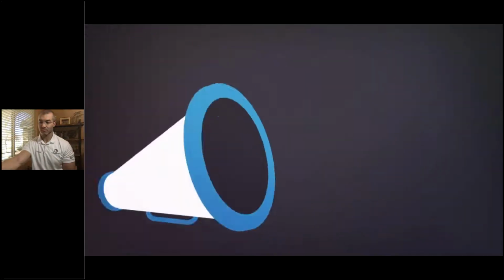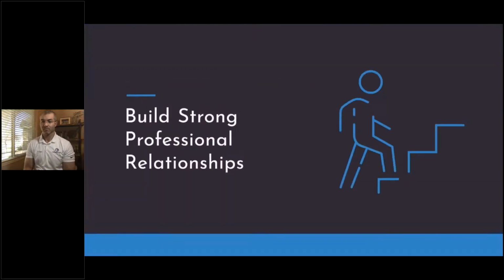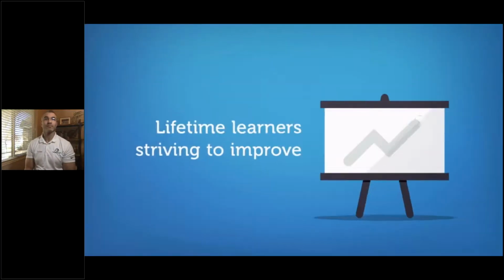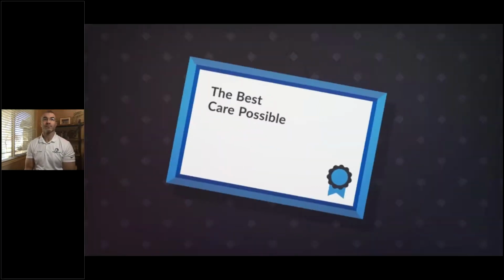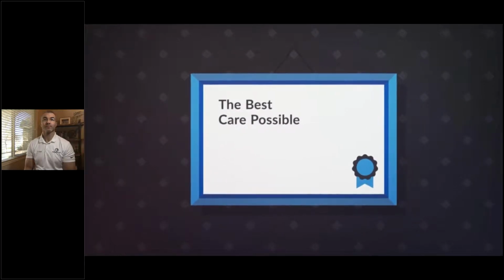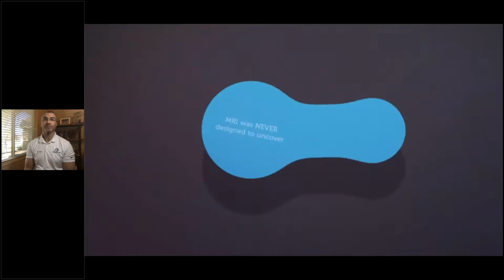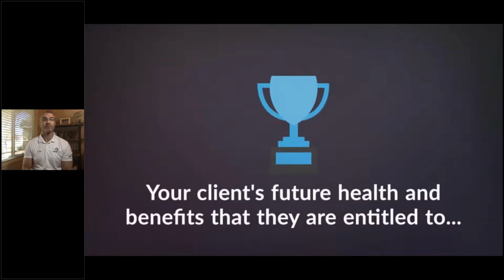Now, onto the positive side. Here's what we are looking for. We're looking to build strong professional relationships with attorneys who are always working to stay at the front of the bell curve, meaning they are lifetime learners and are always striving to improve. You see, these are the same traits that we value and practice in our clinic to ensure that we provide the best care possible. In the next video, I will show you the hidden spinal ligament injuries that MRI was never designed to uncover that are the true value of your client's future health and the benefits that they are entitled to.